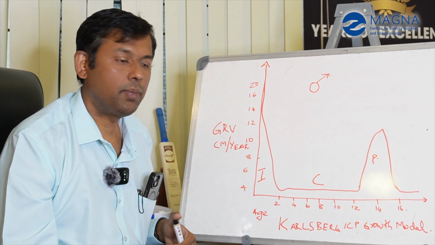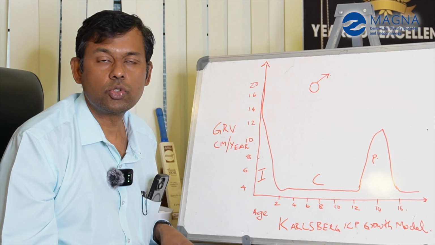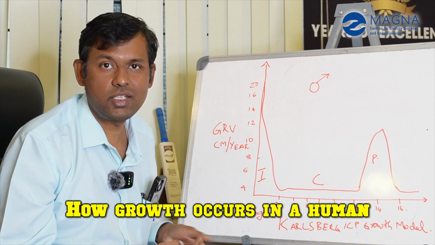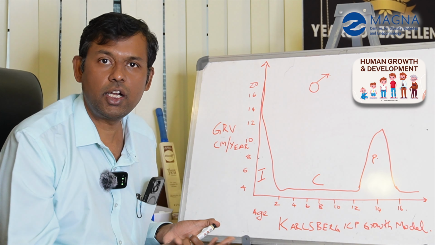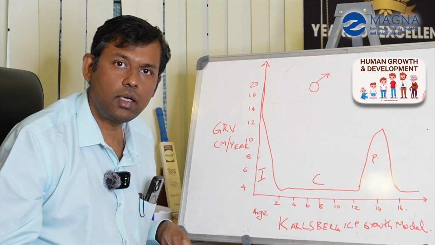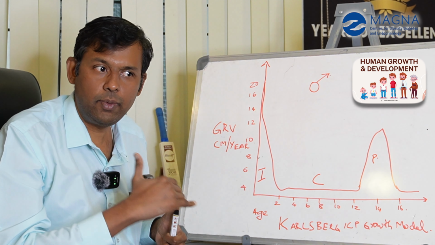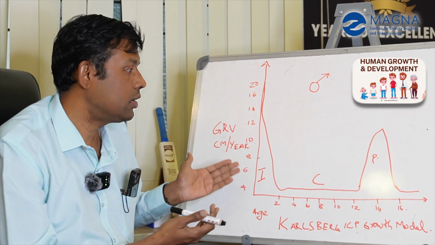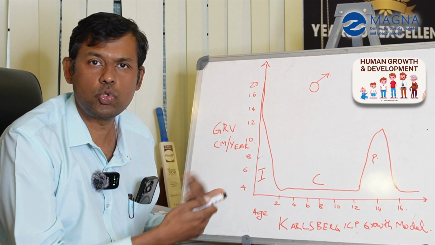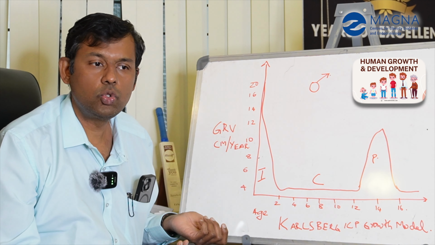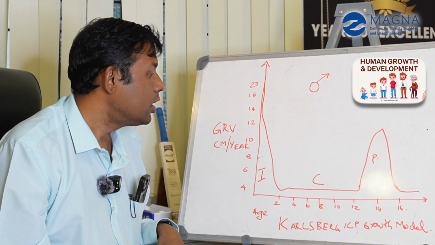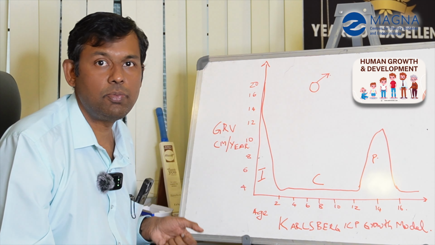Very exciting topic. So how does growth occur in humans? It's important for you to understand. Even lay people, if you understand how human growth occurs, can bring your child for treatment to the doctor. This video also goes out to budding doctors, MBBS students, and to those who are doing MD internal medicine and non-endocrine specialties. So this is called the Carlsberg ICP model.